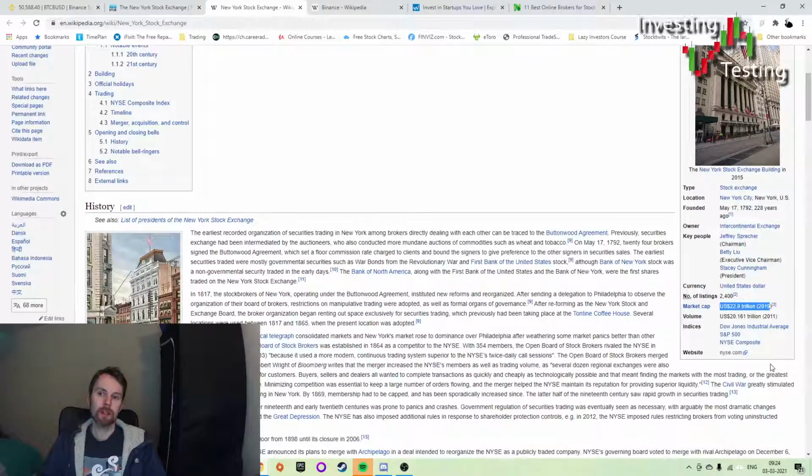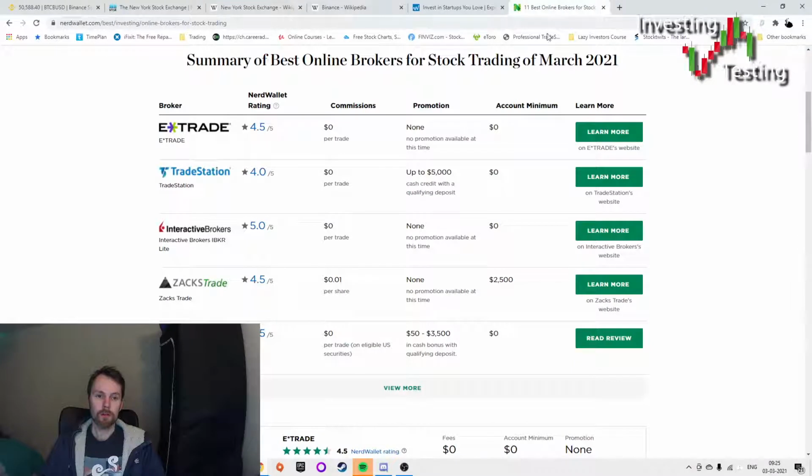But these days, because of the sheer volume, brokers had to get involved to be able to broker a deal for the average person with the exchange. And there's a variety of brokers these days, especially online. Let's have a look at the list here.